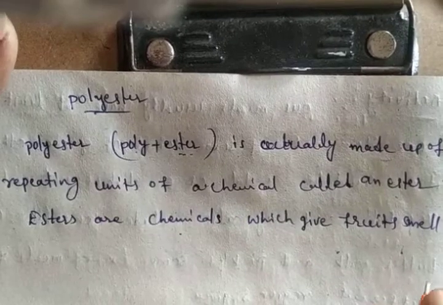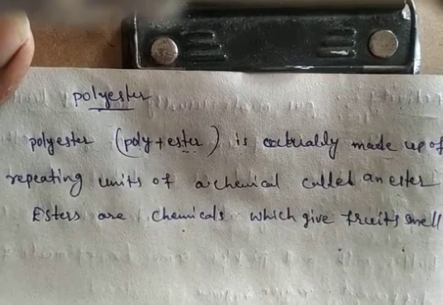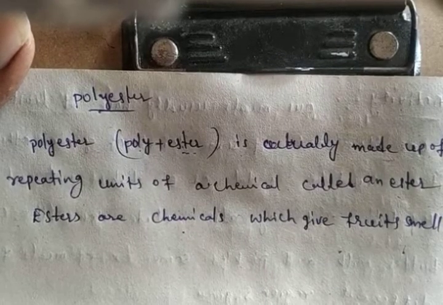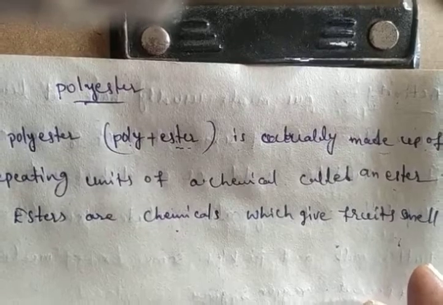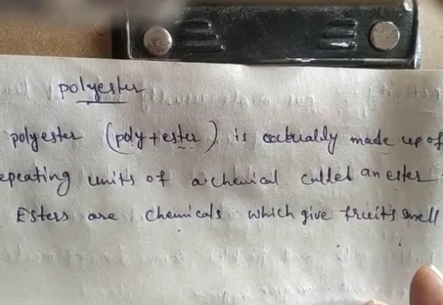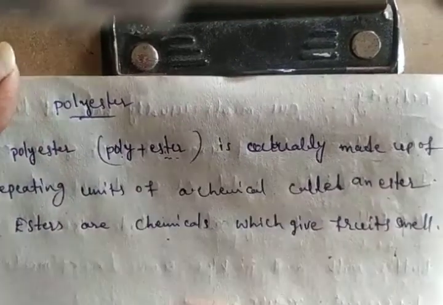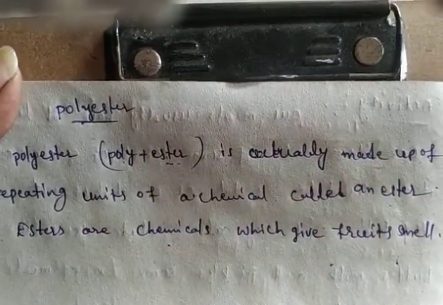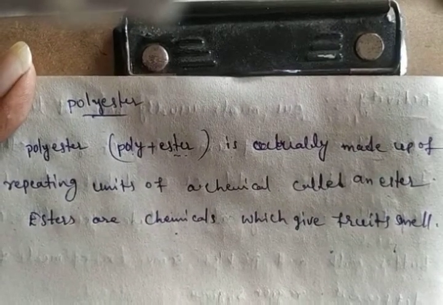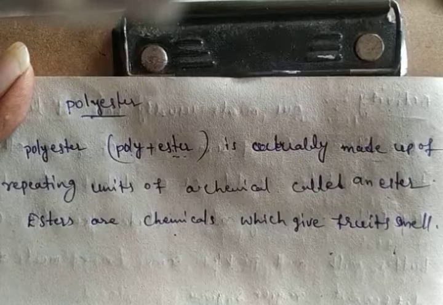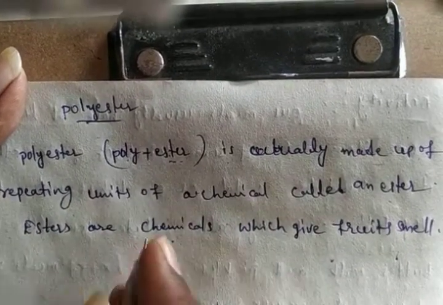Fabrics are sold by names like polycot, polywool, terrycot. These are made by mixing two types of fibers. Polycot is a mixture of polyester and cotton. Polywool is a mixture of polyester and wool. In the market, generally we hear these words: polycot, polywool, terrycot.